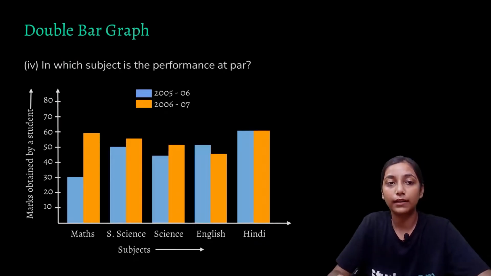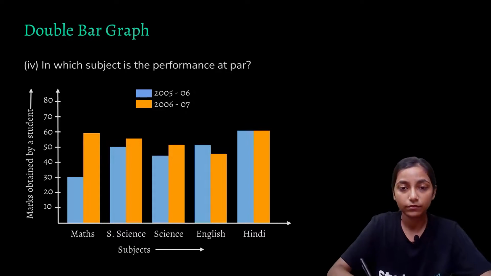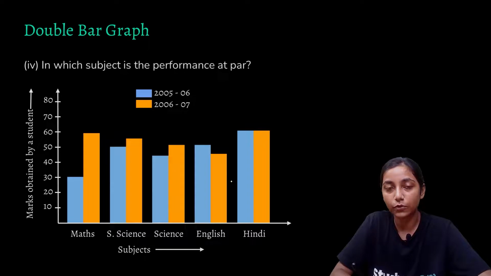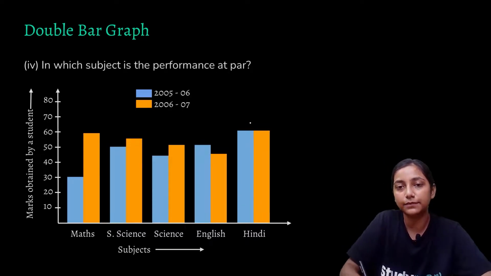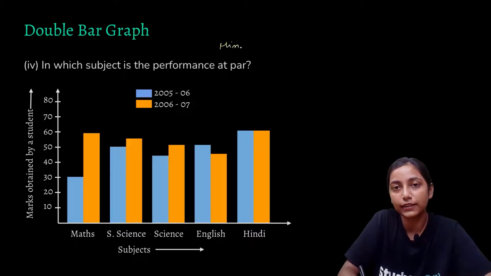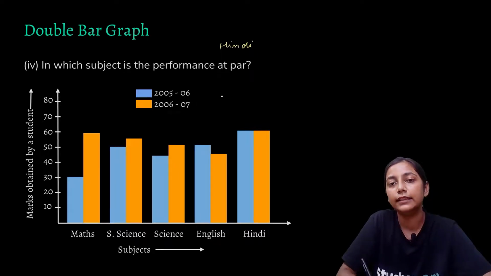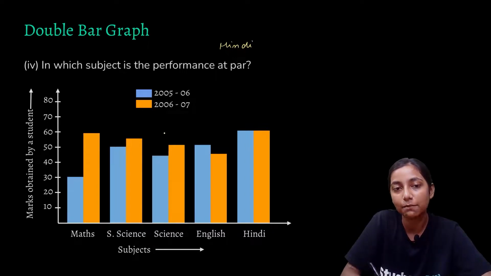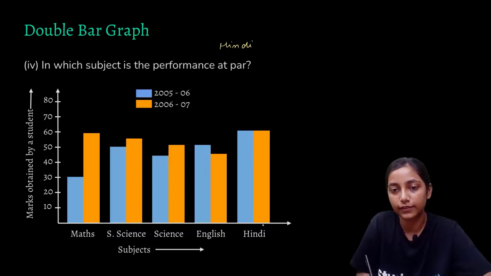Now the fourth part is, in which subject is the performance at par? You can see from all these bars provided to us, which is such a subject? The subject is Hindi. So what is the answer? Hindi. We can say that Hindi is the subject in which the performance of the student is at par. You can check it. The answer is Hindi.